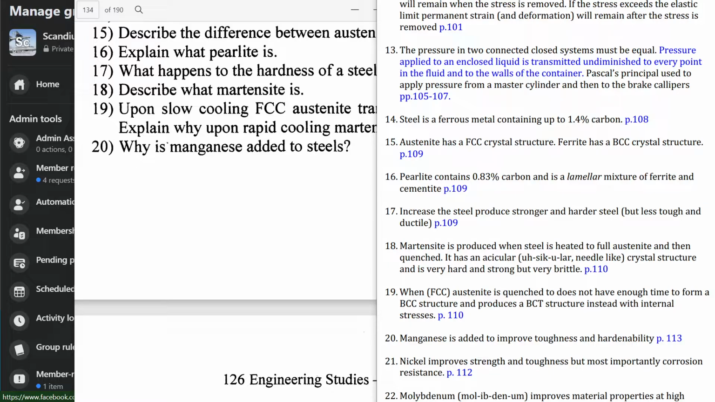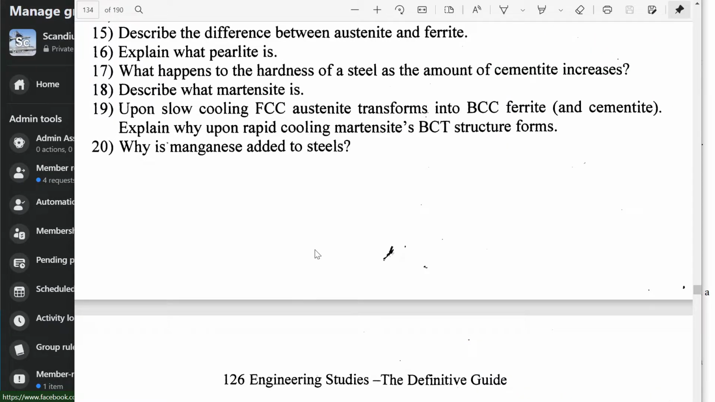What did I say? I talked about how it's produced. I said it has an acicular crystal-like structure that's very hard and very brittle. I didn't mention BCT, so Mr. Fink will appreciate that.